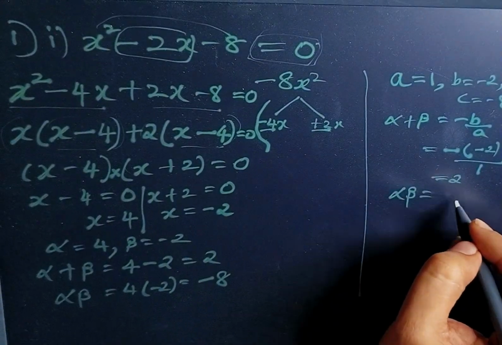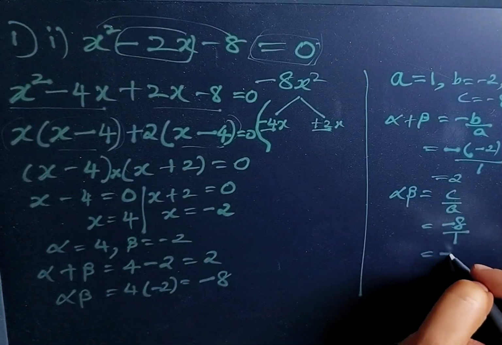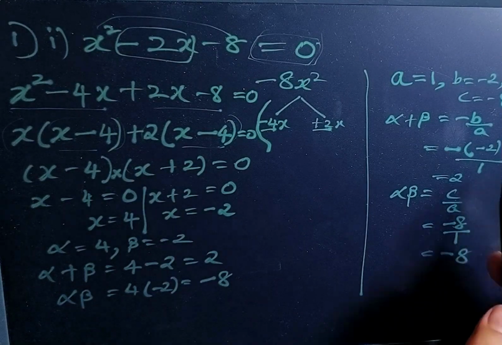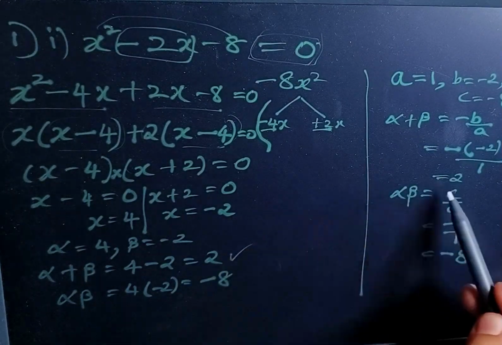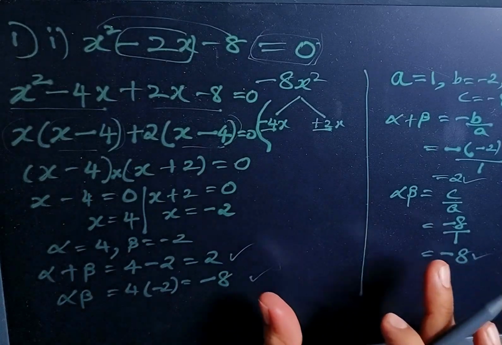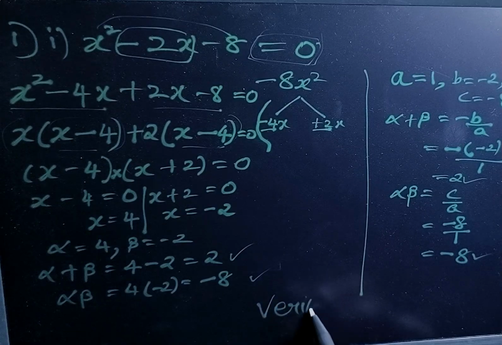Alpha beta is c by a. So that is minus 8 by 1, which is minus 8. So this is using the coefficient method and formula. If you check, alpha plus beta is 2, and alpha beta is minus 8. Since the values are the same for the sum and product, the relationship is verified.